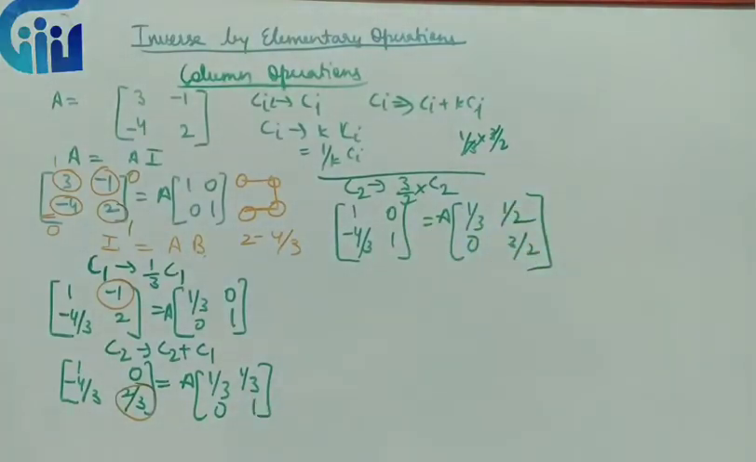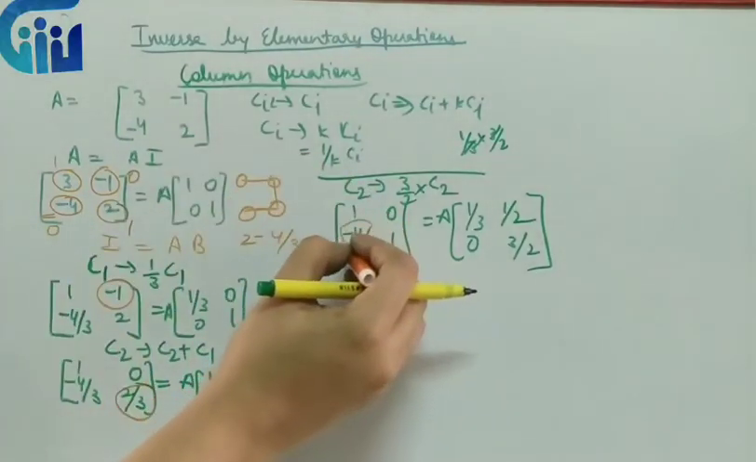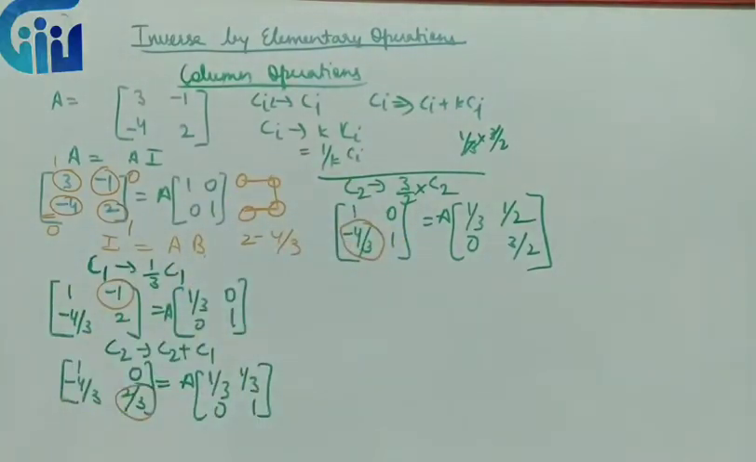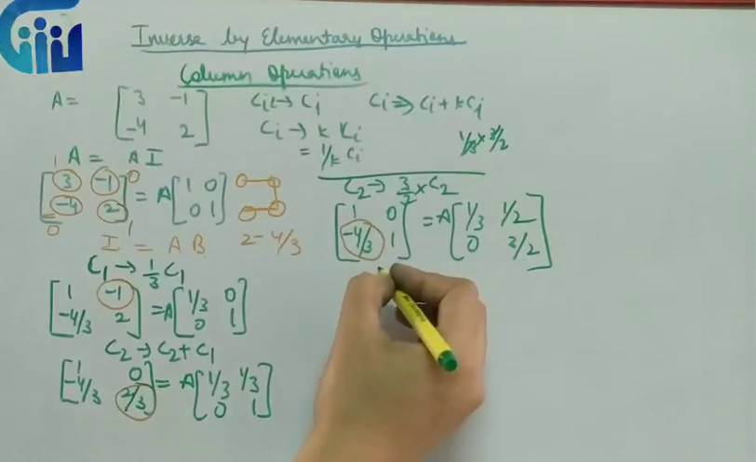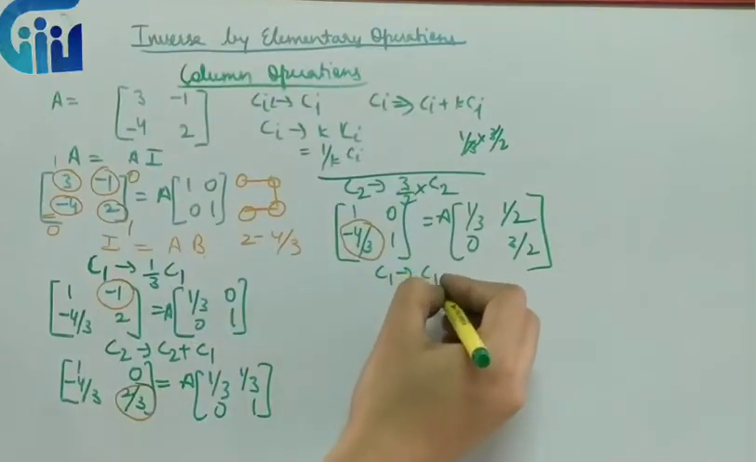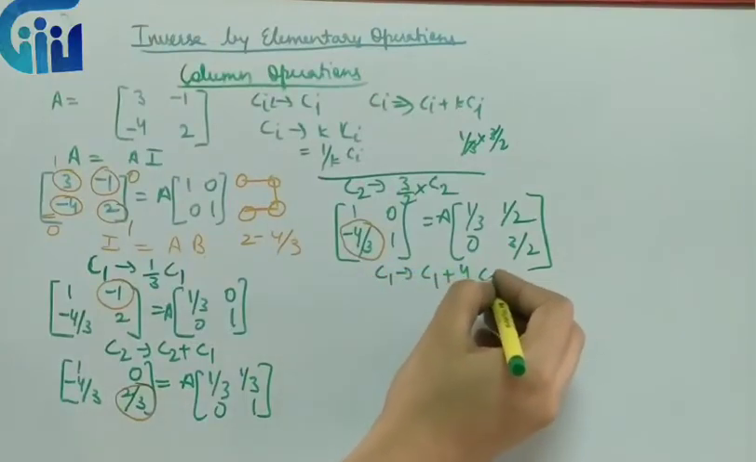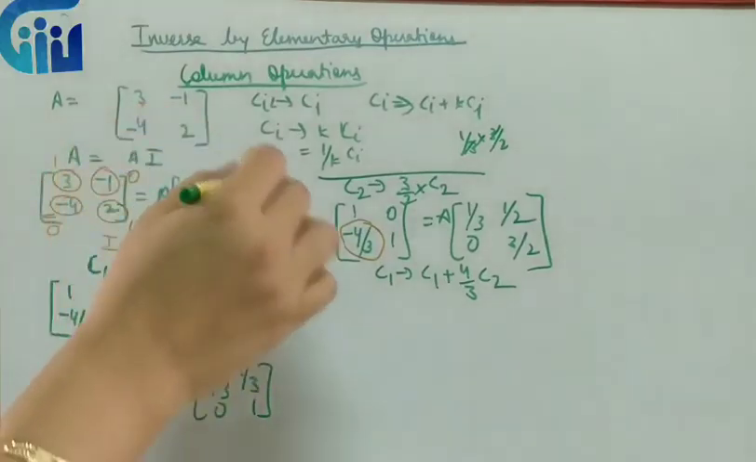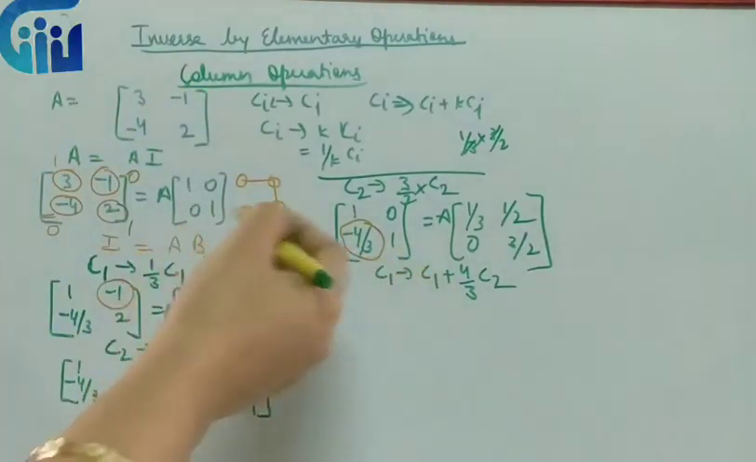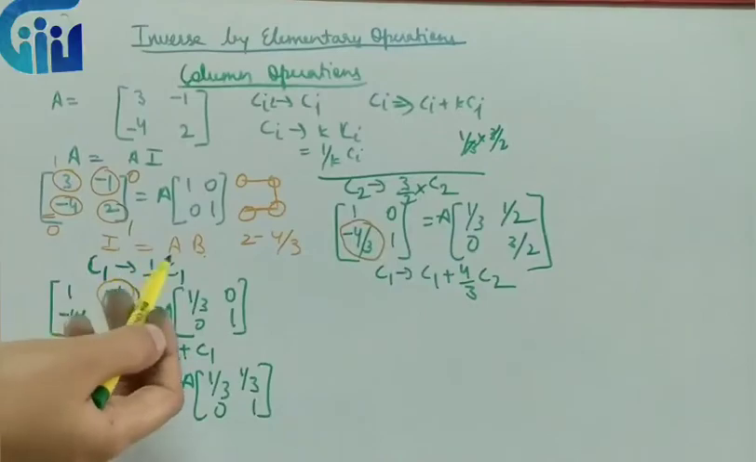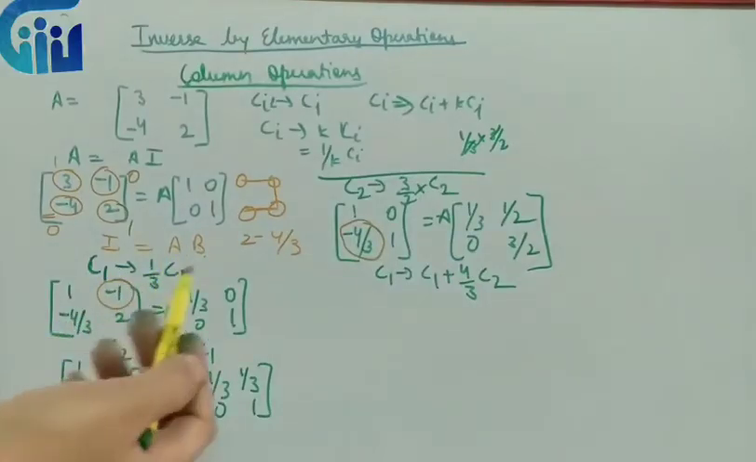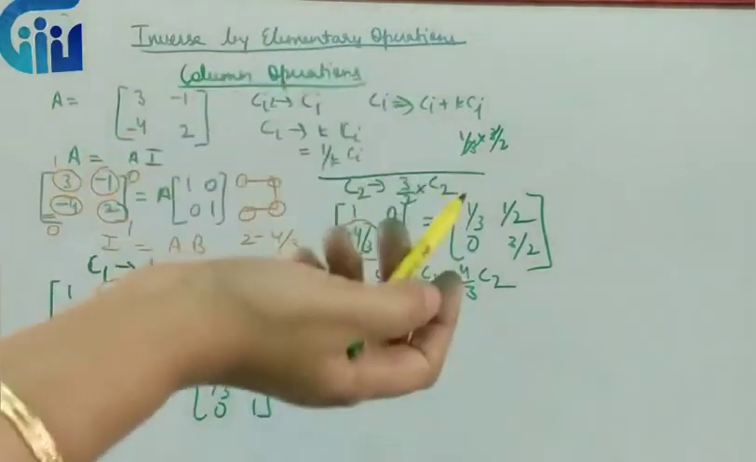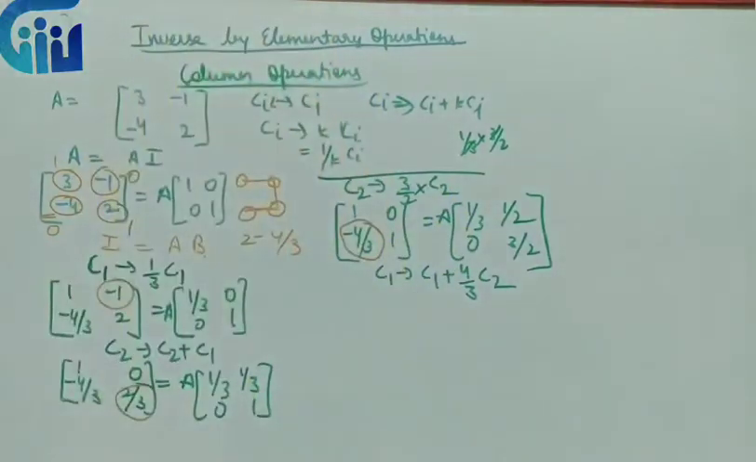Now what is the next step? The next step is to make this particular element 0 using column 2. So how can I make this 0? We will write C1 such that C1 plus 4 by 3 times C2. If you observe both the questions, you will observe that we are following the same pattern, only the movement is different. In the operations, first I multiply or divide, second I add or subtract, third again I multiply or divide, and fourth again I add.